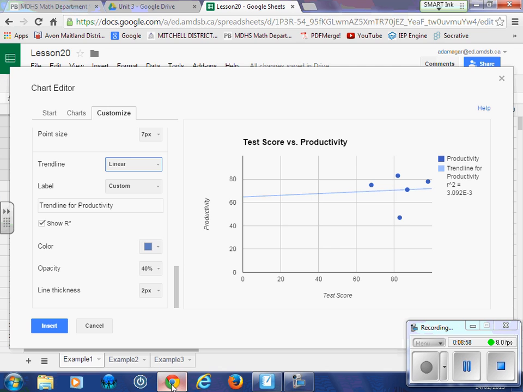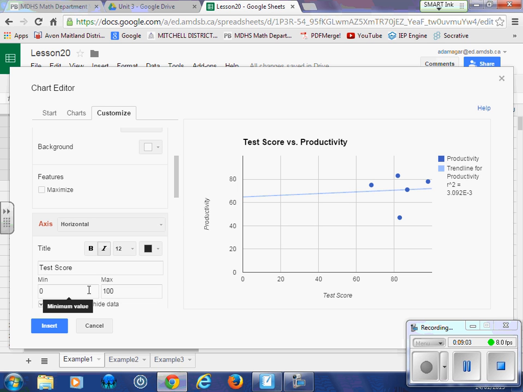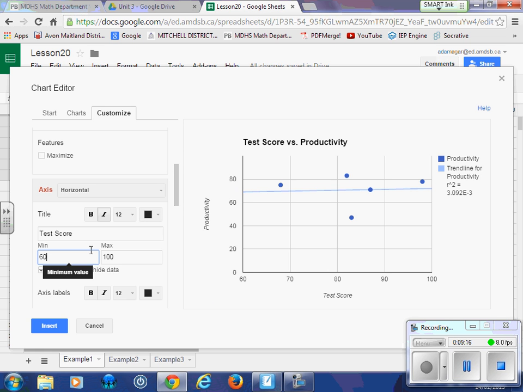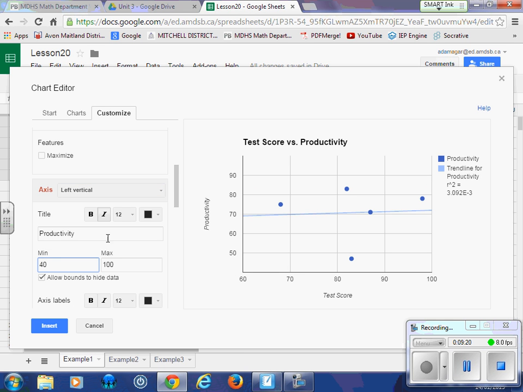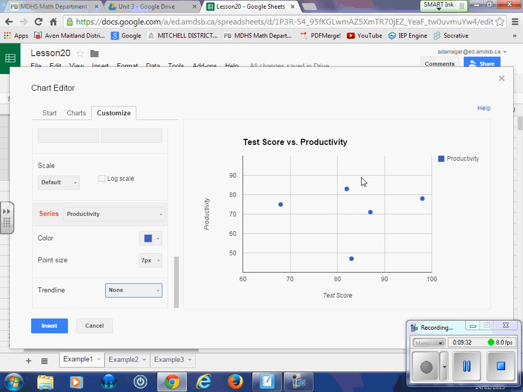Now, how did he make it look perhaps a little bit better? This is probably what he did, and I'll show you how this changes things. So let's go to 60 for a minimum on the horizontal. All right, if I go 60 on the horizontal, and let's go 40 on the vertical, and watch what happens to the graph. Okay, all of a sudden, when you zoom in on a particular area, and if you ignore this trend box, so if I get rid of that for the moment, so let's get rid of trend line, none. Look at what happens.